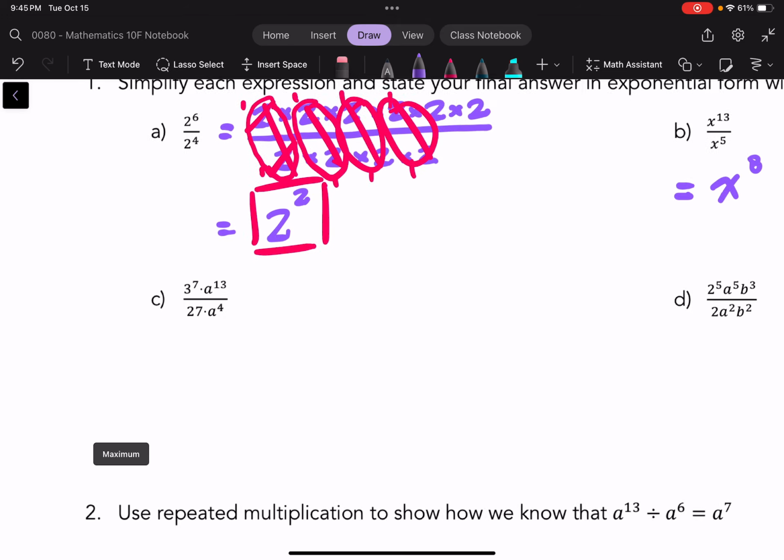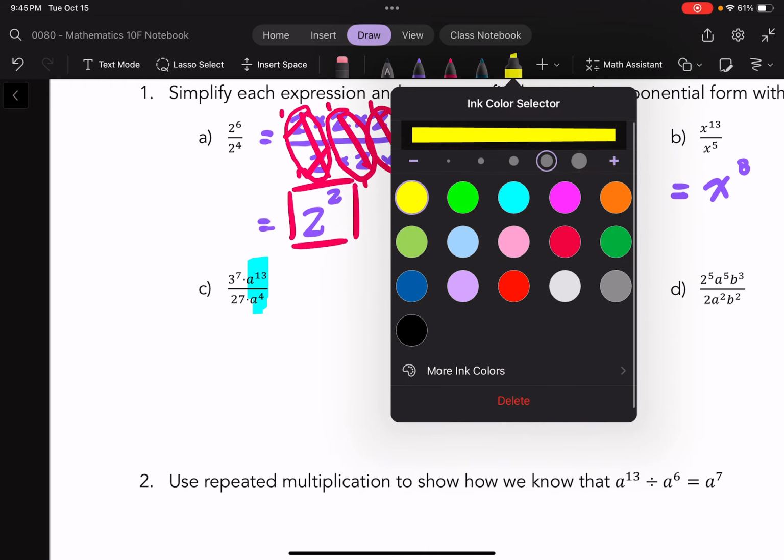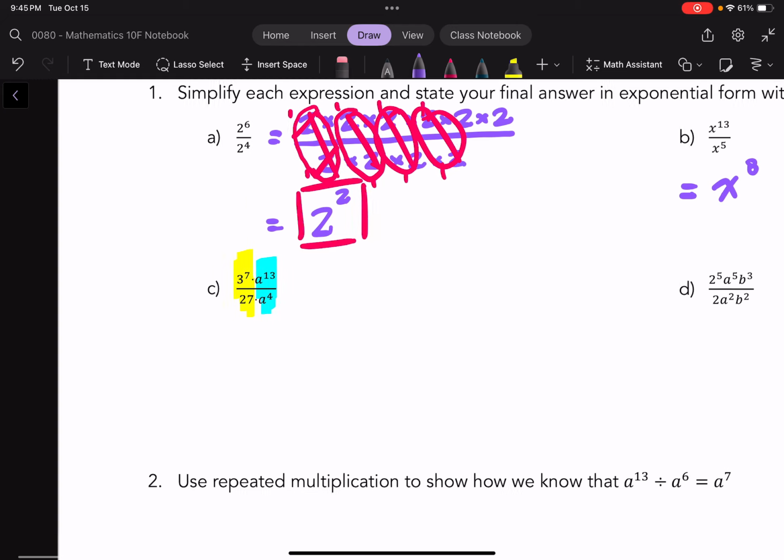Okay, looking at C. I off the bat can see that I have some powers with identical bases, but I also notice that I have some numbers there and they don't currently have the same base. Now, if it is possible, I'm always going to see if I could turn my numbers into powers of the same base, because then I would be able to use my exponent laws here. It is not always possible, but sometimes it is.